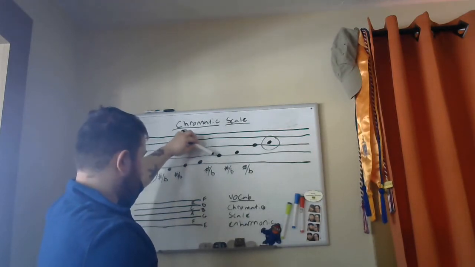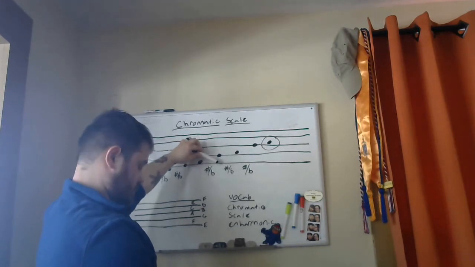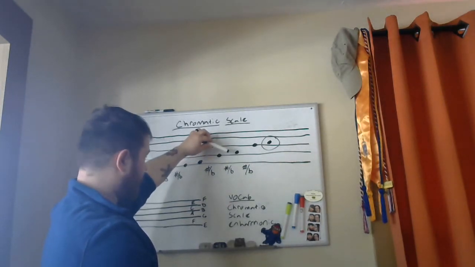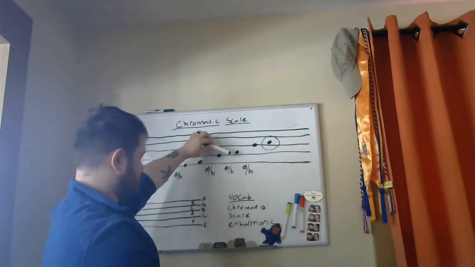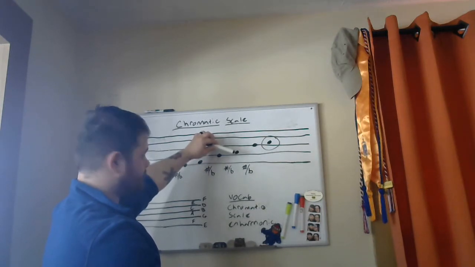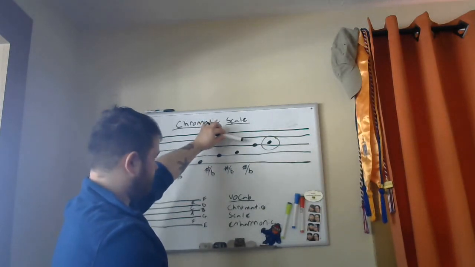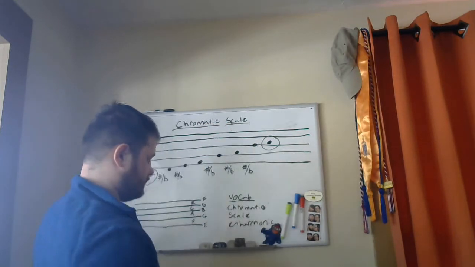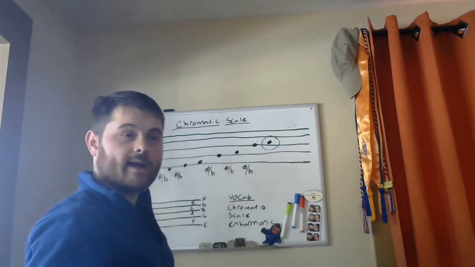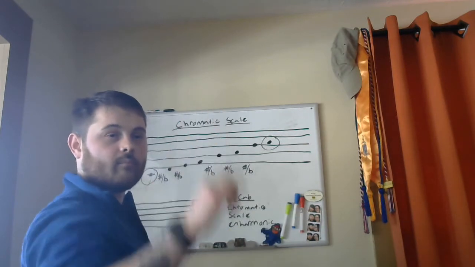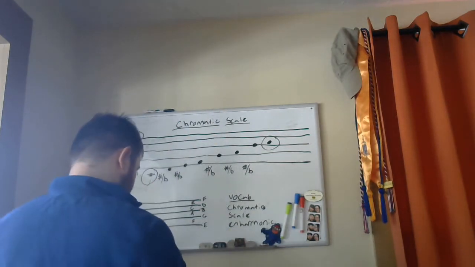And then we have G, and then G sharp, or A flat. And we have A, and then we have A sharp, or B flat. And then we have B, and then we have C. So it sounds like this. This is the chromatic scale, and it's what we say stepwise, one note at a time, all the way up. So here's what it sounds like.